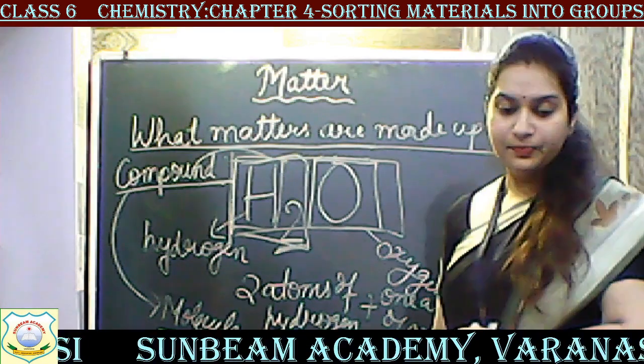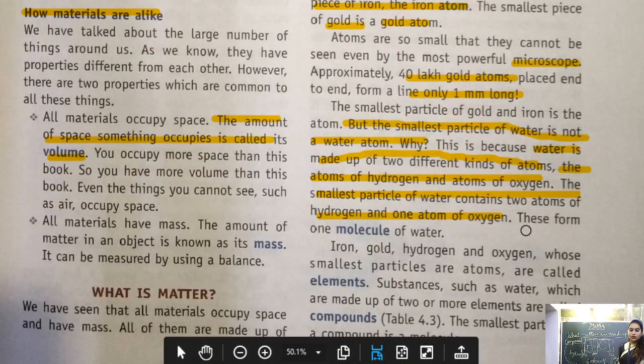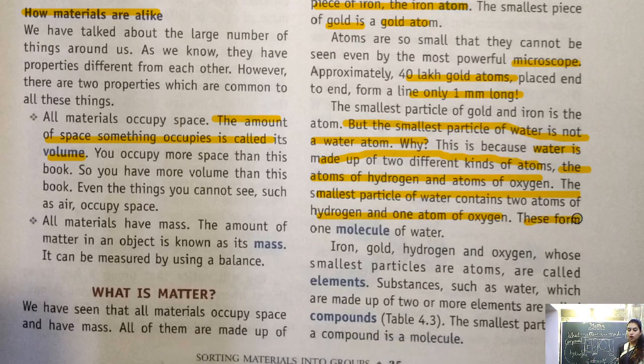Let's see. Okay. So these form one molecule of water. H2O is one molecule of water. We cannot call it an atom. What will we call it? We will call it a molecule. Why? Because more than two atoms are involved in it. So when two or more atoms are present, it is called a molecule.